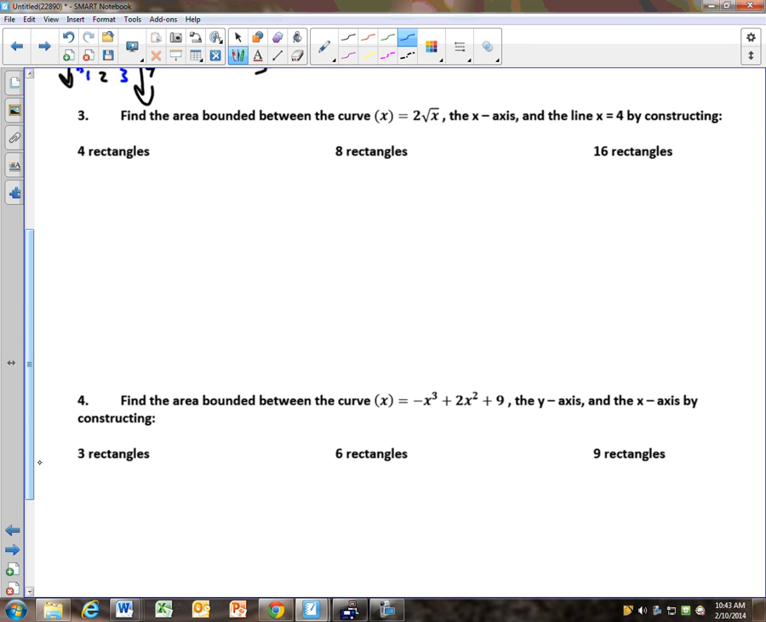Oh, 2 roots of x? That's exactly what you had on Friday. Remember the graph on Friday I gave you that we estimated by hand?